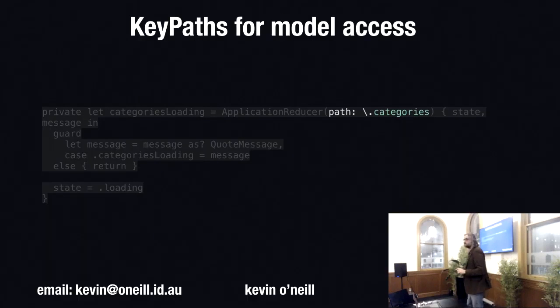Key paths. Key paths make accessing parts of your model much easier. Because I'm all statically typed, I can put a key path in there, it compiles, it knows where that is, and this is going to pull out that piece of information from the model and apply this function. There's a little bit of boilerplate there just to make sure I'm dealing with the right type of message.